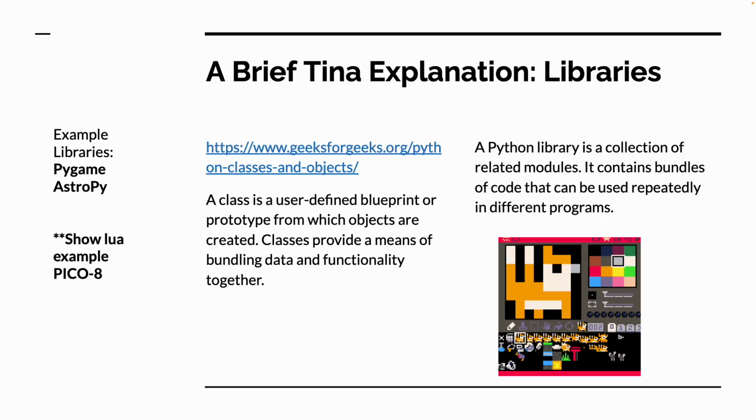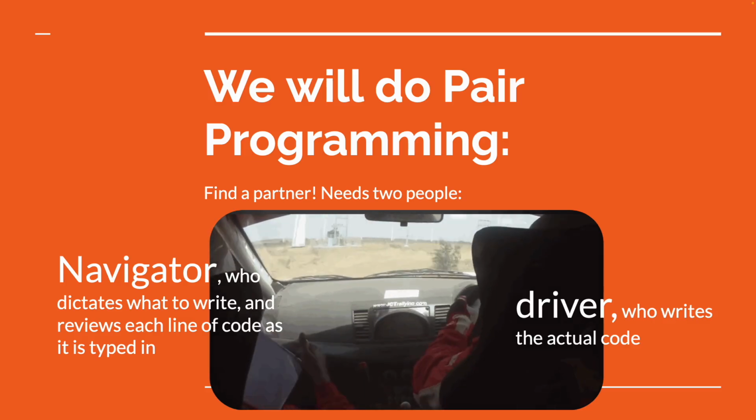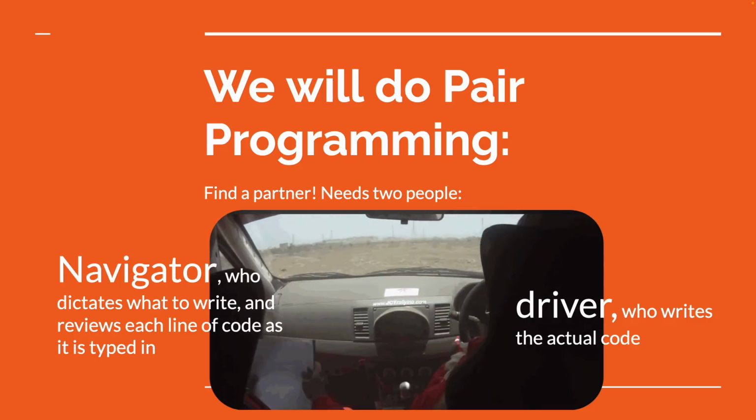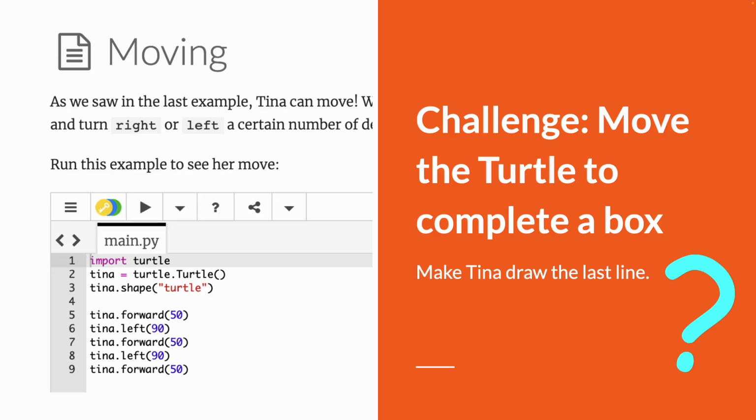There are other examples of libraries, such as Pygame, where you can use Python to write code to make video games. You can practice this with a partner by using pair programming, which is what they also do for learning code in industry. To recap, how do I code using pseudocode? You can talk it out with a partner and write it out on paper before you type it into the computer.